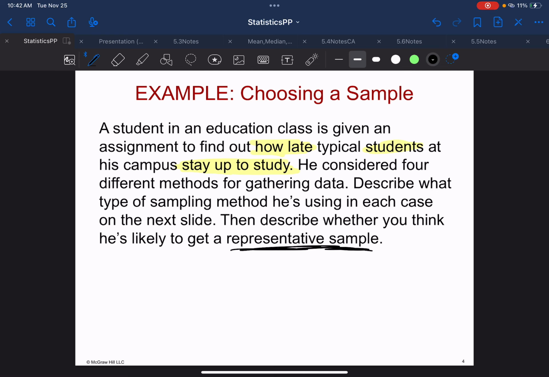And in this case, his population would probably be from his college. They haven't specifically said that, but we'll see. Because he's a student in an education class. And so he's wanting to know how late typical students at his campus stay up. So the students at his campus would be the population.